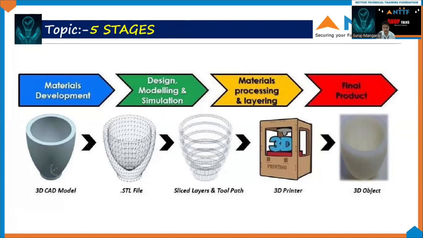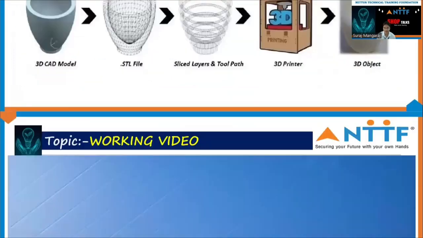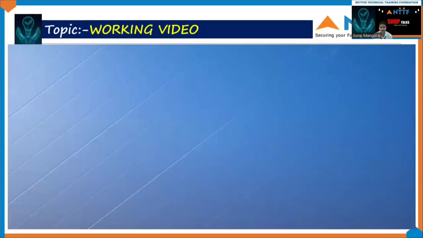And then the data will be sliced. Slicing means it will do some calculations, meaning we have to take how much length and how much breadth the model will take. And then the data will be sent to the 3D printer. And then the 3D printer will produce the final output. Let's see the working video.